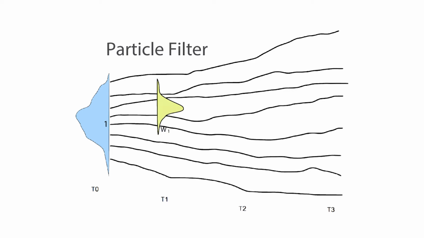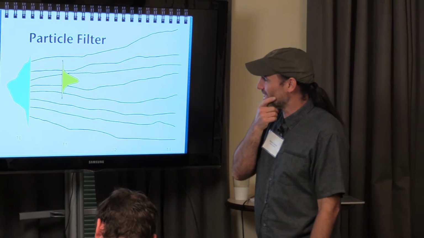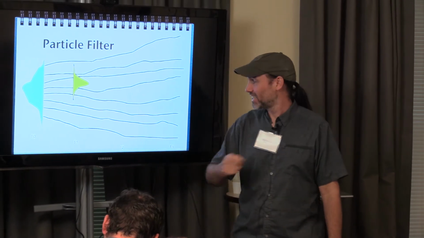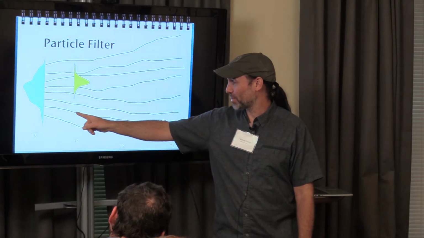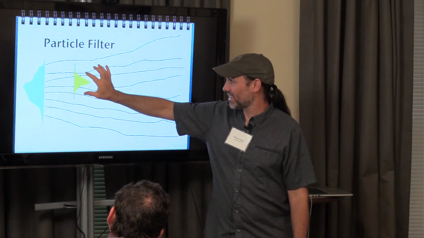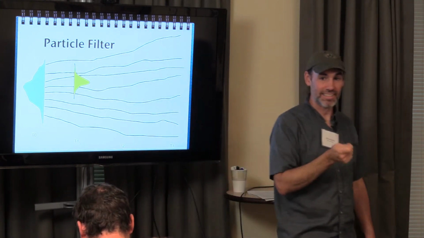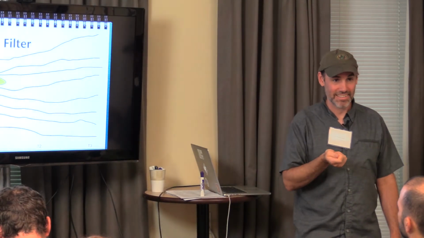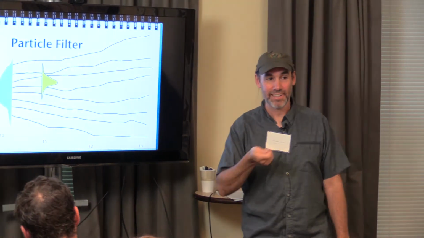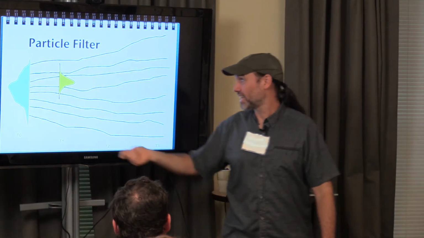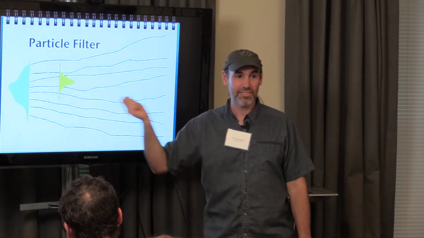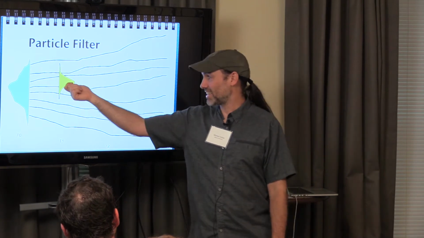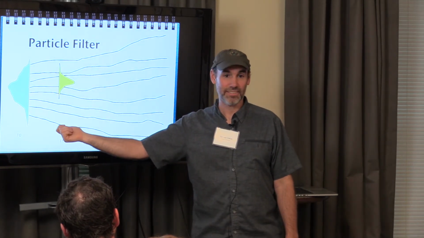I now observe some data. What do I do? So I look at that and I go, intuitively, these ensemble members just became a lot less likely. These ensemble members became more likely. The likelihood tells me that. How do I convey that information to these ensemble members? That I like these ones better and I like these ones less.